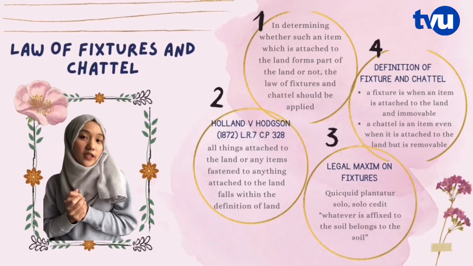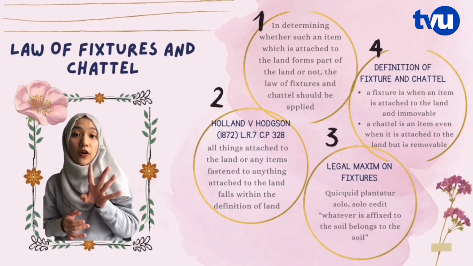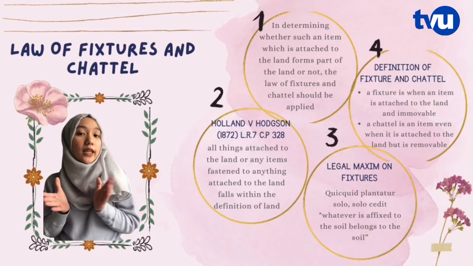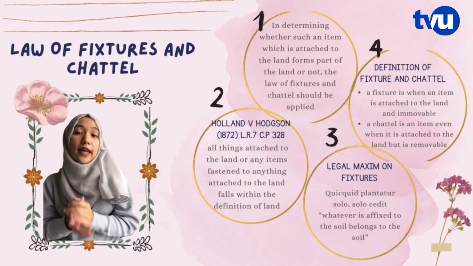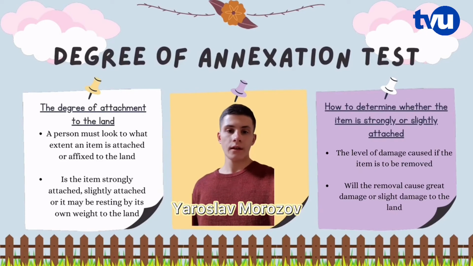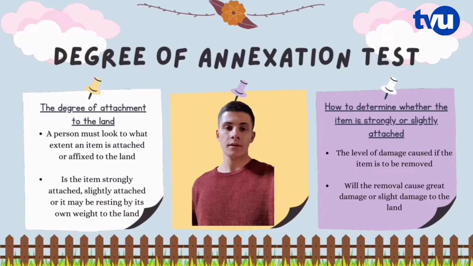Lastly, the definition of fixture and chattel can be looked into at bullet number 4, where a fixture is an item attached to the land and immovable, while a chattel is an item that, even when attached to the land, is removable. In order to apply the degree of annexation test, we need to look through the question to see to what extent the item is attached to the land.